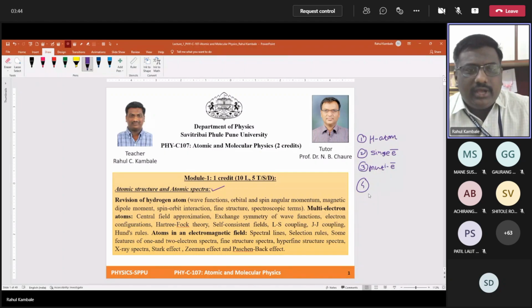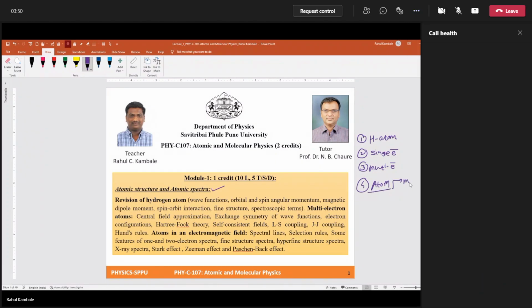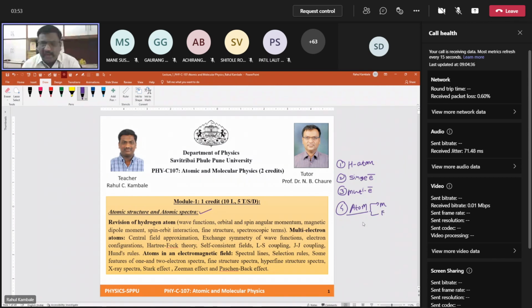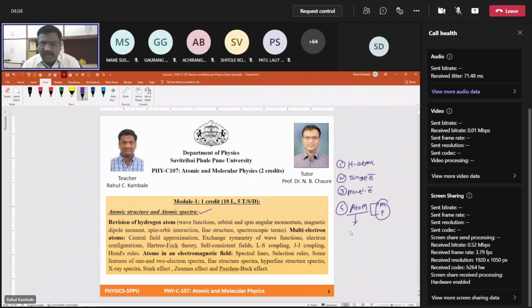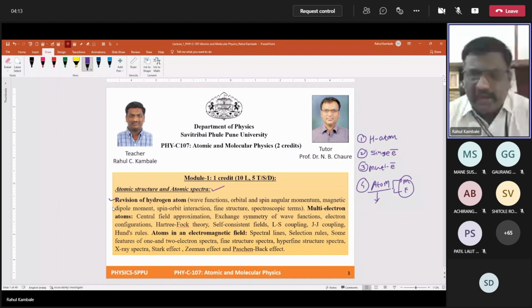So the behavior of an atom under the application of external magnetic and electric field. And that's why I'm using the magnetic and electric field. So that's why normally people say the behavior of an atom under electromagnetic field, because I'm going to apply the electromagnetic field also. Okay, so this is what our syllabus actually I am showing to you.